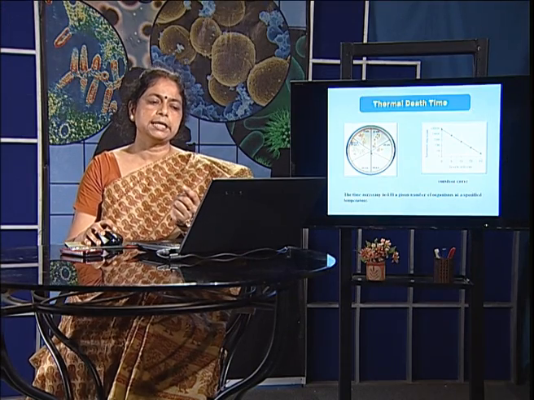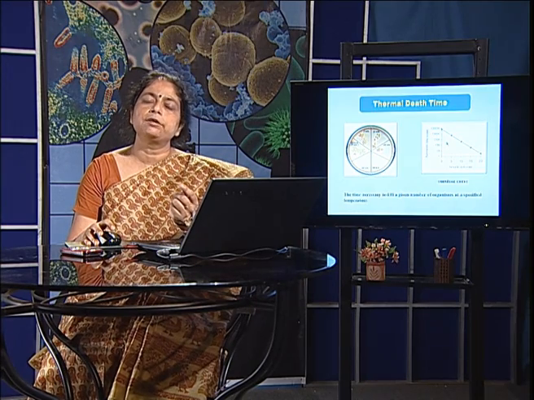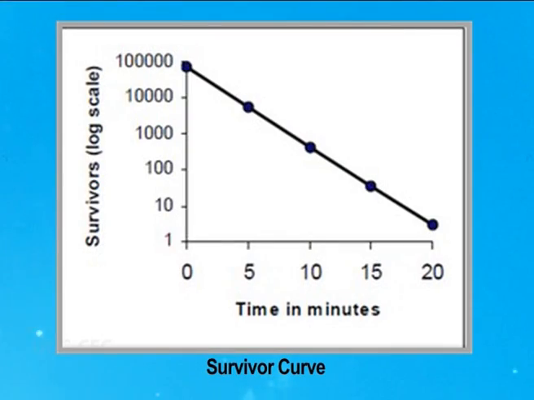Now, this thermal death time can also be interpreted in the form of a survivor curve. That means the number of surviving cells after the heat treatment goes down as the time of exposure increases from 5 to 20 minutes.